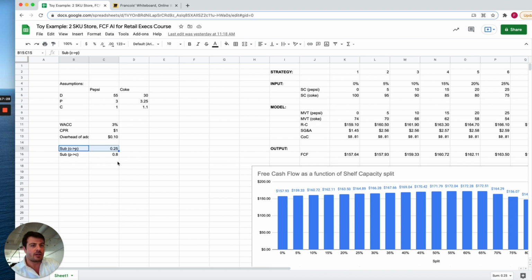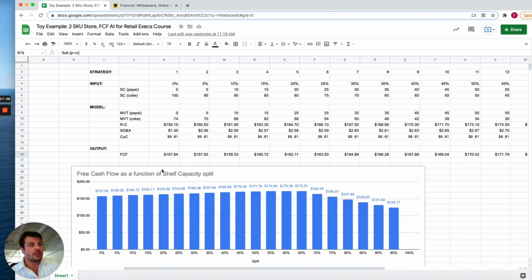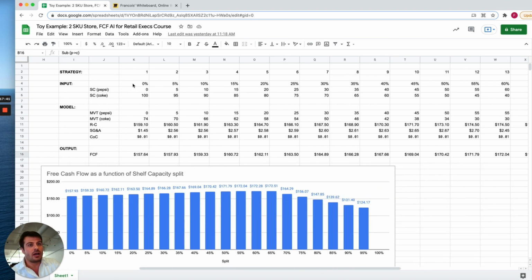Let's say 25% of Coke customers will switch to Pepsi, and let's say that 80% of Pepsi customers will switch to Coke. Let's say one's much more brand loyal than the other. And then you get this really interesting property. So we'll look at a distribution.